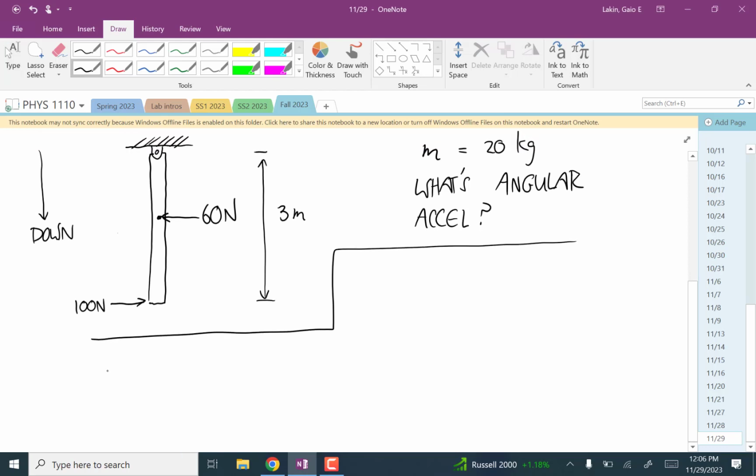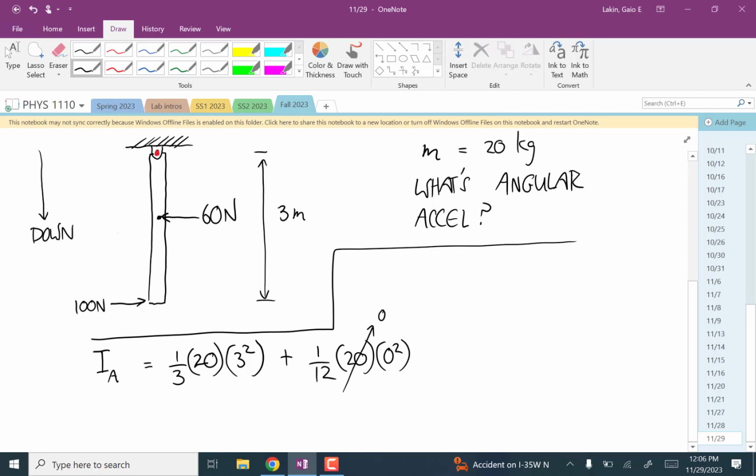So the mass moment of inertia, this is the hinge. And so this is 1/3 times the mass times the length squared, plus 1/12 times the mass times 0 squared. So this part just goes away. And you get, I believe, 60 kilogram meters squared.